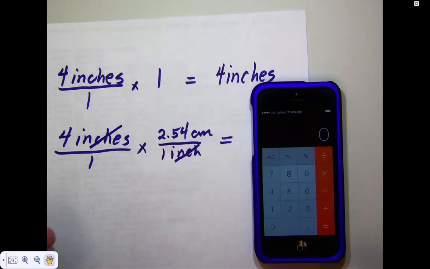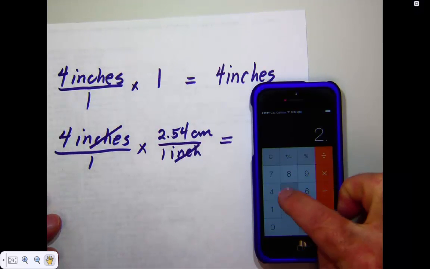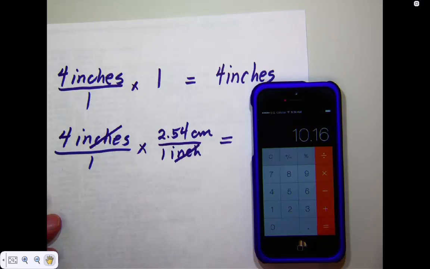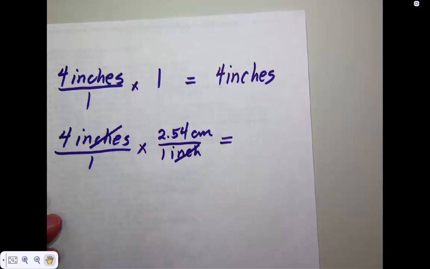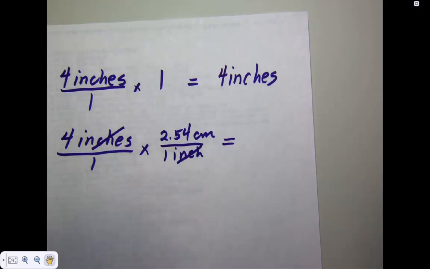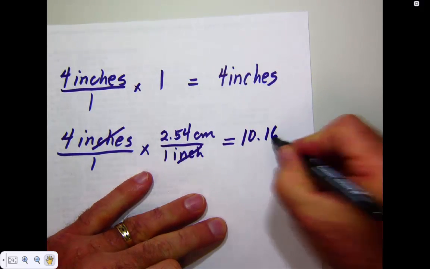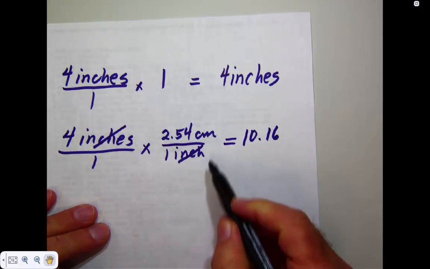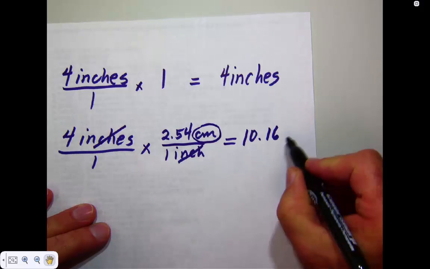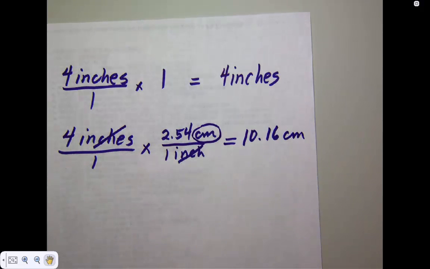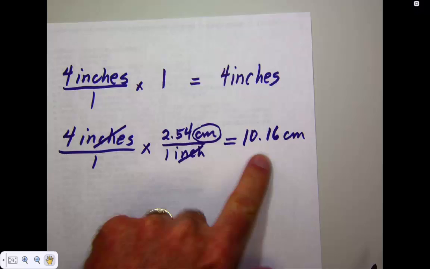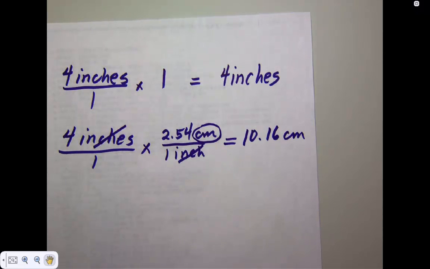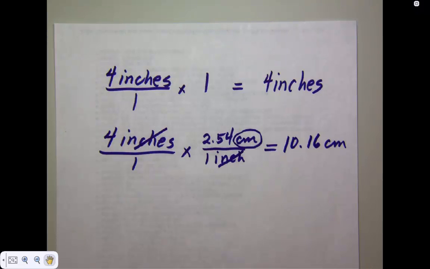And so, using my iPhone for a calculator, we can simply take 4, multiply that times 2.54, and we will get our answer to be 10.16. So let's go ahead and write that down, that we're going to have 10.16. And now notice in the units, the inches have canceled. The only unit that is left is our centimeters, and so we can say then that 4 inches has been converted successfully to 10.16 centimeters.